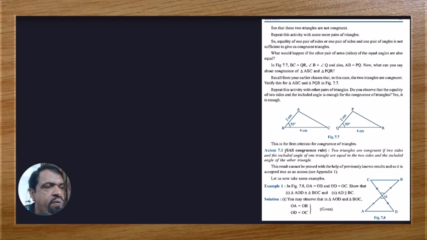Respective sides or respective angles for both should be equal. The first criterion of congruency of triangles is the SAS congruency rule. It's very simple: side angle side, side angle side. You remember it should be in proper order.